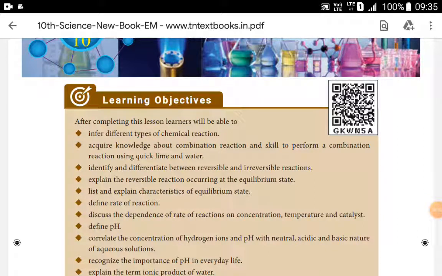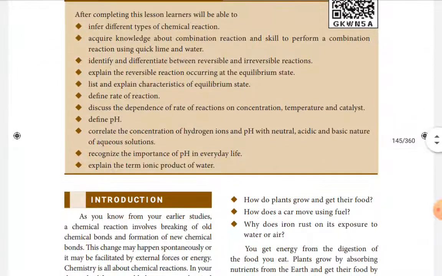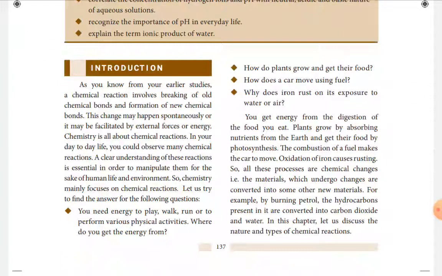So far we have discussed unit 10, types of chemical reaction. Now we are going to discuss the answers for the textbook evaluation. Before that, once again we are going to recapitulate what we have learned. First, let us see the introduction part.